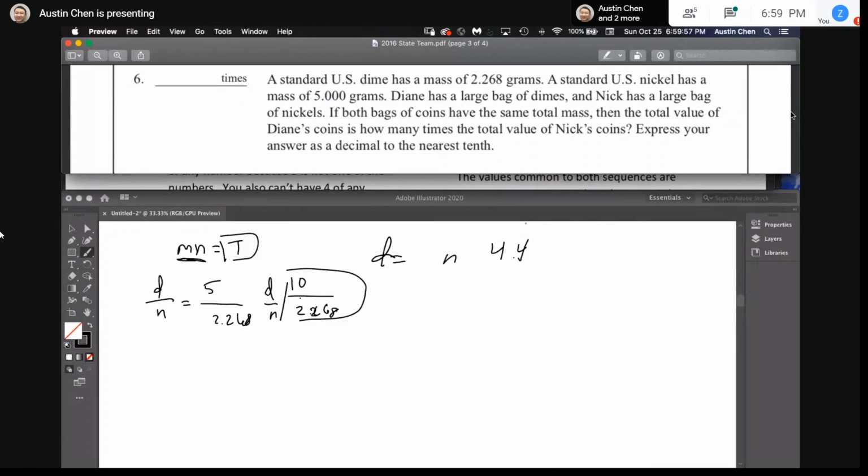You can also do it in slightly different ways. We can assume some total mass of them and then solve from that. And then we don't have to care about the number of dimes and nickels being decimals, because that doesn't really do anything to the value. The ratio of value is still going to be the same, whether the number is integers or decimals.